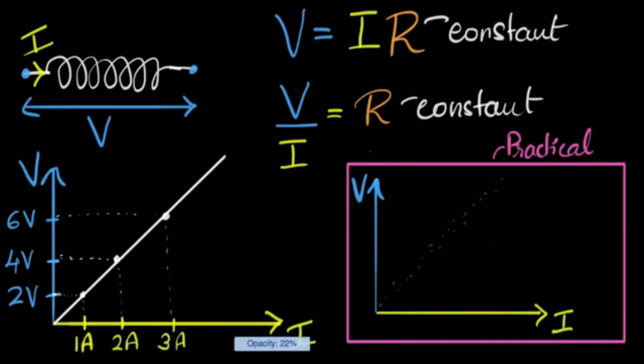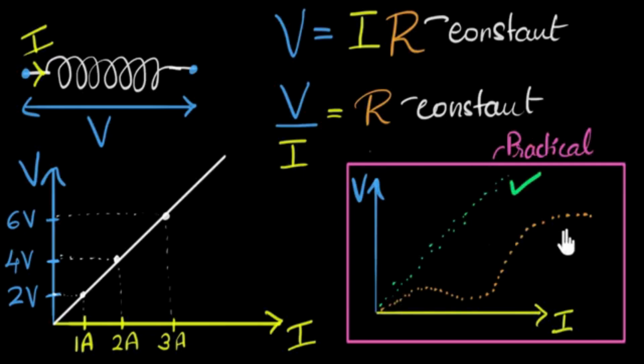But if you find that all the points that you have plotted pretty much lie on a straight line, somewhat like this, then we can conclude, yes, this material does obey Ohm's law. On the other hand, if you find the graph is somewhat like this, then clearly the material does not obey Ohm's law. So this one does obey Ohm's law, but not this one. This one does not obey Ohm's law because it's clearly not a straight line.